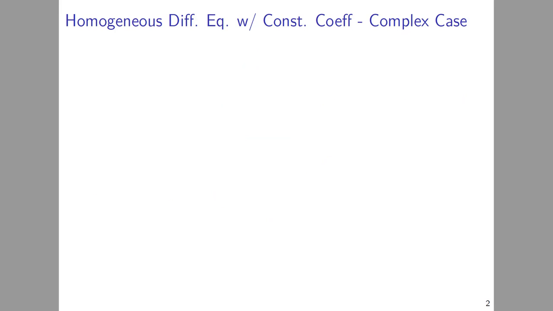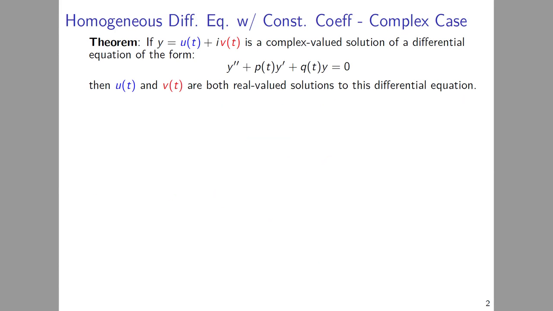To understand the complex case, we will first need a theorem that says if y equals u of t plus i times v of t is a complex valued solution of a differential equation of the form y double prime plus p of t y prime plus q of t y equals 0, then u of t and v of t are both real valued solutions to this differential equation. I want to point out that there are two important aspects to this conclusion. One is that u and v are solutions, and two, that they're real valued.